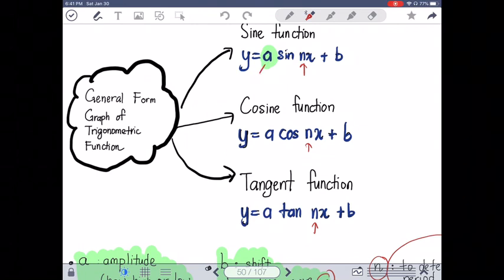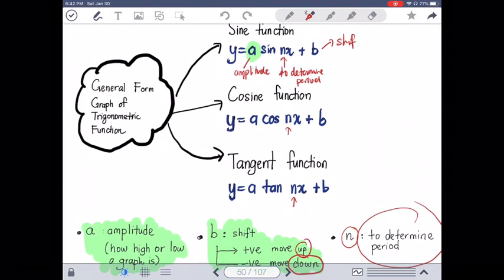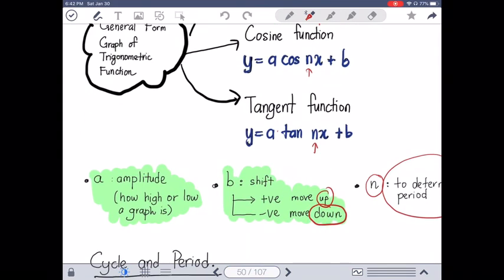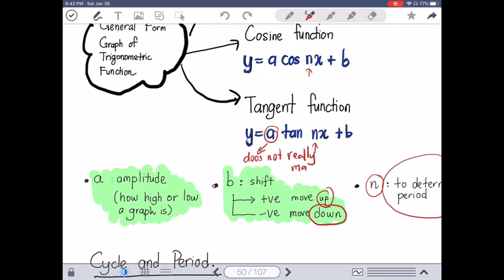So again, a is the amplitude, n is to determine the period of the graph, and b is the shift, and it applies for all three functions except for tangent. Actually, the amplitude for tangent does not really matter. We are going to have a look at that fact later.